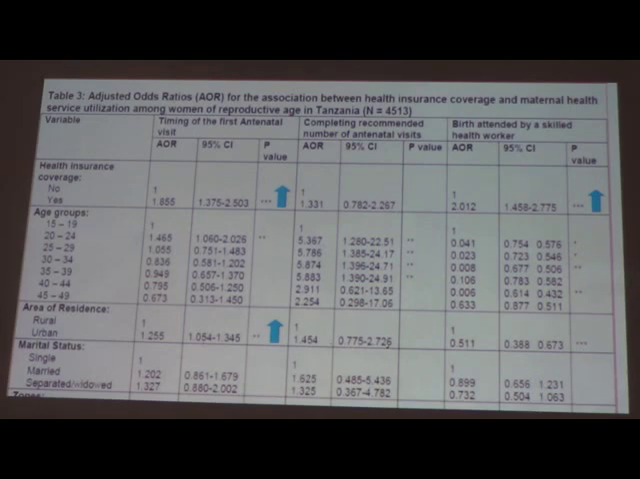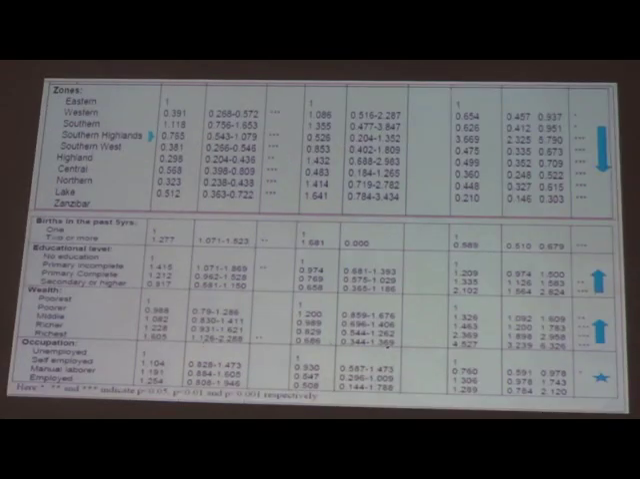Those in the urban areas were more likely to make a good attendance to the healthcare facility than those in rural areas. Also, there was a significant difference among zones, and I won't be able to go into details. And in terms of wealth, we see mothers who are wealthier are 3 times more likely to deliver in a hospital than those within the poorest quintile.